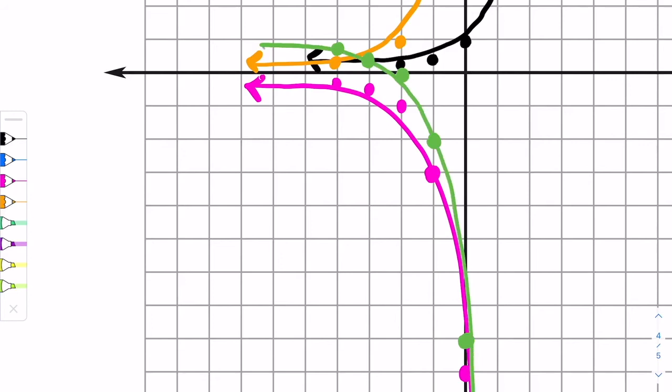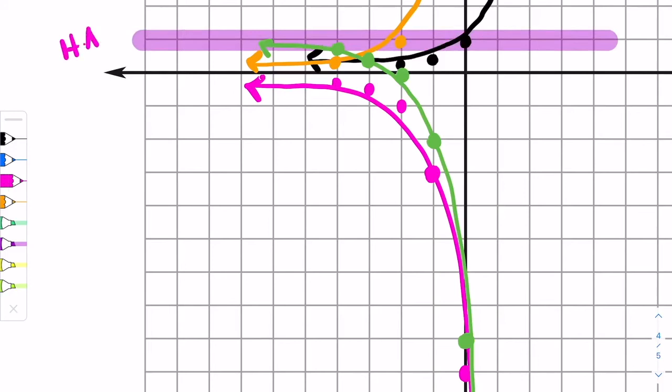Not only did the graph shift up 1 unit, but so did the horizontal asymptote. It is at y equals 1. It shifted up 1 unit.